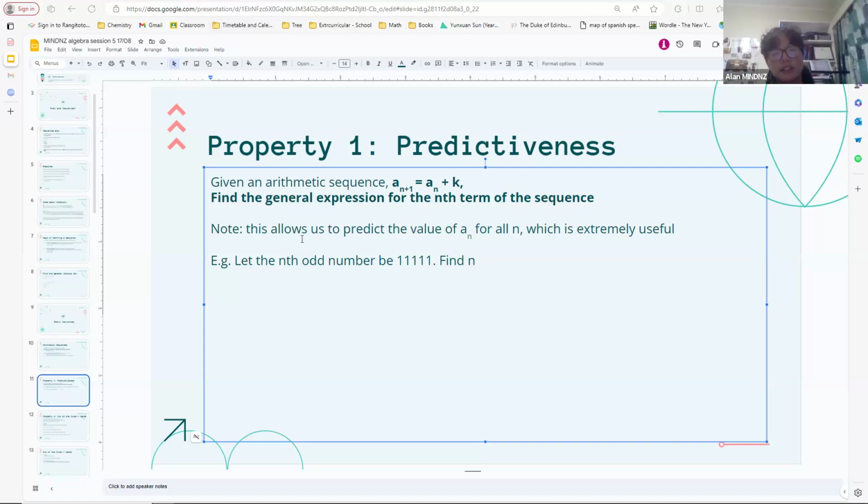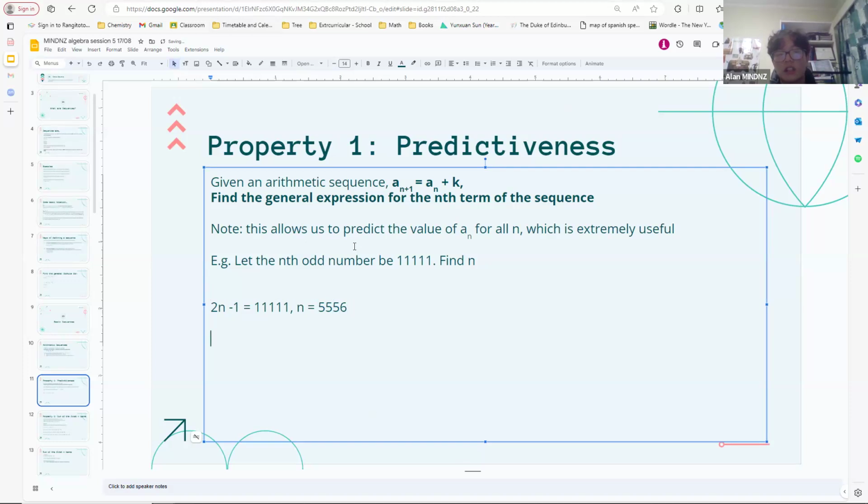Yeah, that's correct. So you could just directly use the formula, which we discovered earlier, to be 2n minus 1, right? Which gives us n equals 5556, I think. But then there's also another approach that we can take.